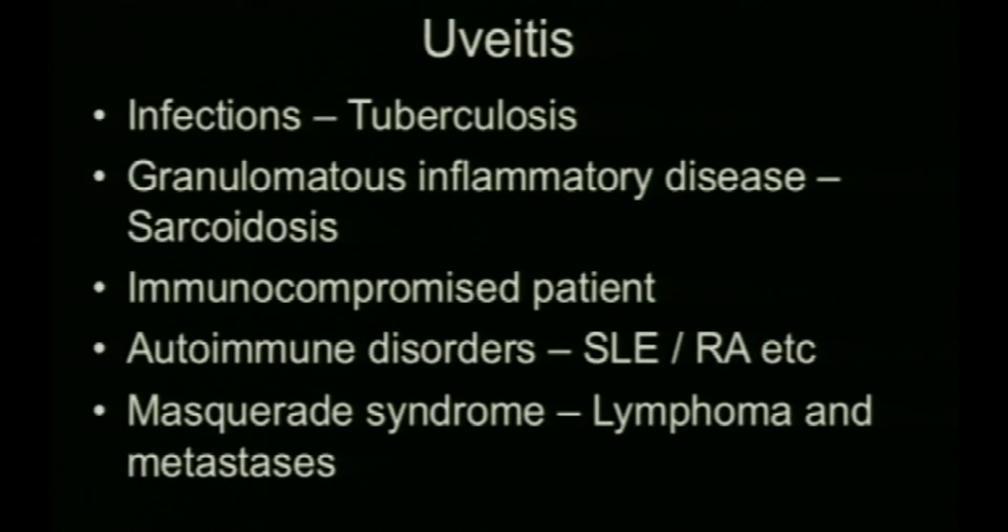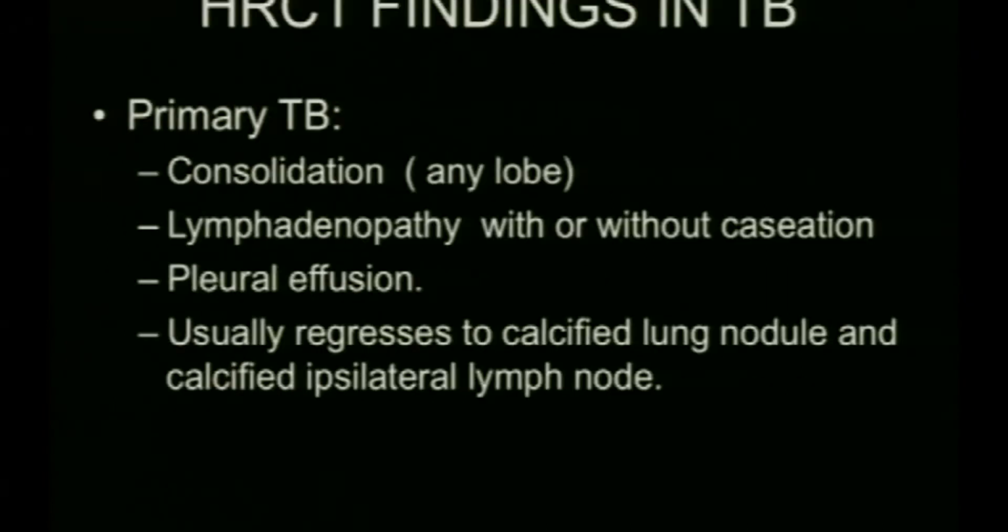The indications for an HRCT chest in uveitis are infections, especially tuberculosis, which is endemic in our country; granulomatous inflammatory disease like sarcoid; immunocompromised patients, because they have a whole lot of opportunistic infections, as well as TB, which heads the list; autoimmune disorders; and masquerade syndromes.